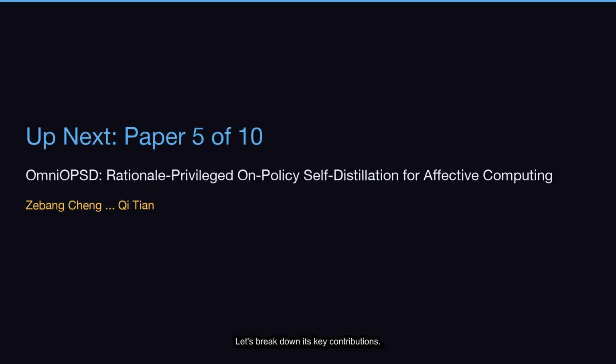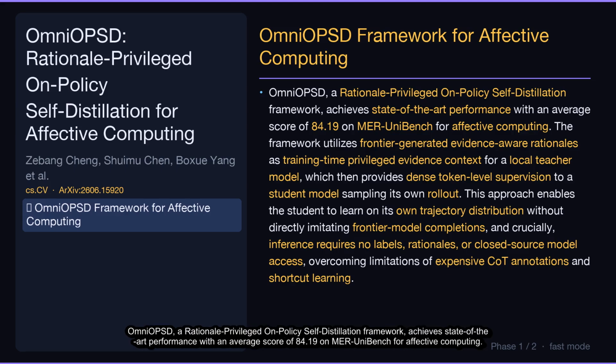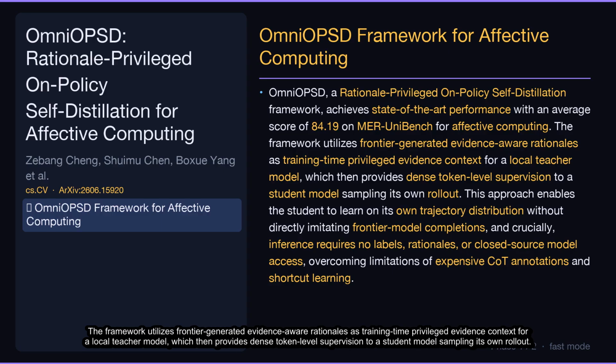Up next, our fifth paper out of 10, OmniOPSD, Rationale-Privileged On-Policy Self-Distillation for Effective Computing by Zibang Cheng and Qi Tian. Let's break down its key contributions. Contribution 1. OmniOPSD Framework for Effective Computing. OmniOPSD, a rationale-privileged on-policy self-distillation framework, achieves state-of-the-art performance with an average score of 84.19 on Emure UniBench for effective computing. The framework utilizes frontier-generated evidence-aware rationales as training-time privileged evidence context for a local teacher model, which then provides dense token-level supervision to a student model sampling its own rollout.